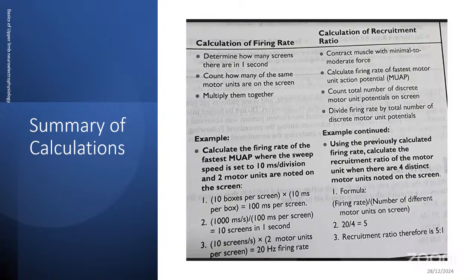You can calculate the recruitment ratio also. Contract the muscle with minimal to moderate force and generate the MUAPs. Calculate the firing rate of the fastest MUAP. Count the total number of discrete motor unit potentials on the screen. Divide the firing rate by the total number of discrete motor unit potentials. Let's see how it is. Use the previously calculated firing rate to calculate the recruitment ratio where there are 4 distinct motor units noted on the screen. Firing rate divided by the number of different motor units on the screen, 20 by 4, is equal to a recruitment ratio of 5:1.